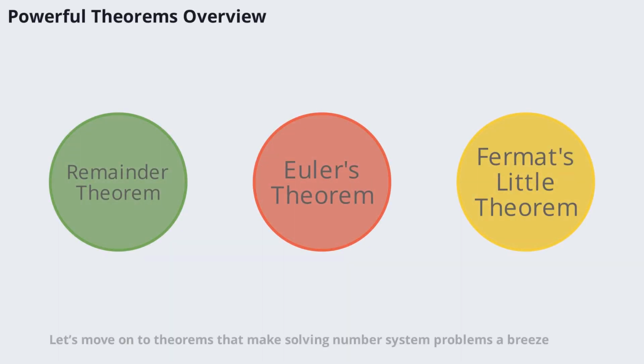Let's move on to theorems that make solving number system problems a breeze. The remainder theorem, Euler's theorem, and Fermat's little theorem are your best friends for division and remainder questions. These theorems reveal patterns and shortcuts that let you solve what would otherwise be lengthy calculations in just a few steps. Understanding when and how to apply each theorem is key to maximizing your efficiency in exams.